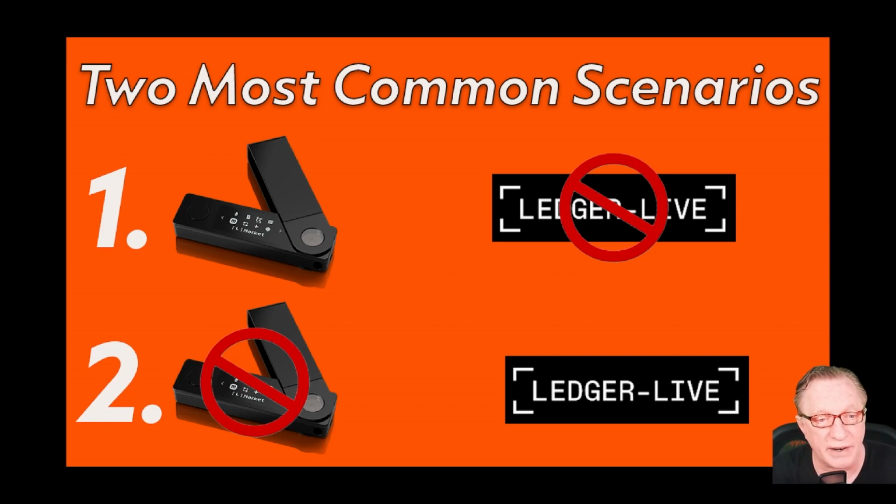Now, the second scenario is if something happens to the device and your Ledger Live is completely intact. This happens quite often as well. So in this case, you've basically lost the keys to your car, but you can still see your assets using Ledger Live. So I'm going to show you how to deal with both of these scenarios. They're very common problems and they have very easy solutions.